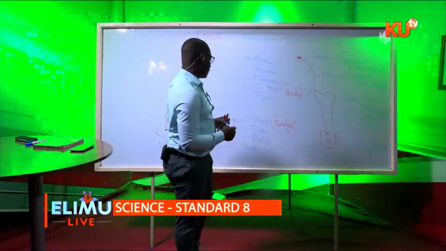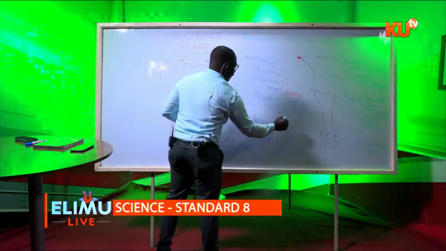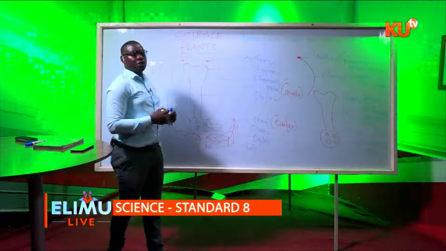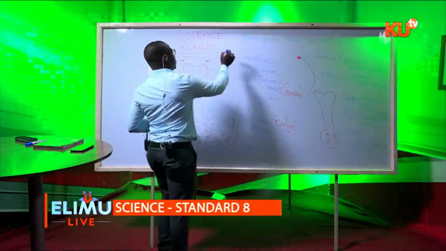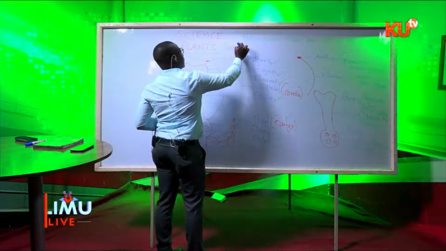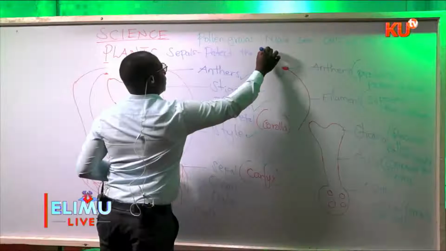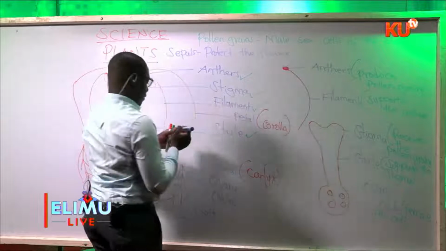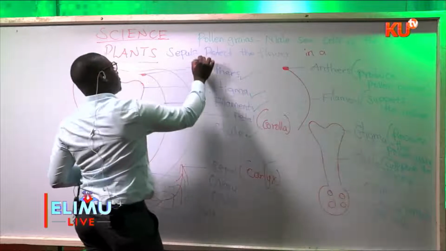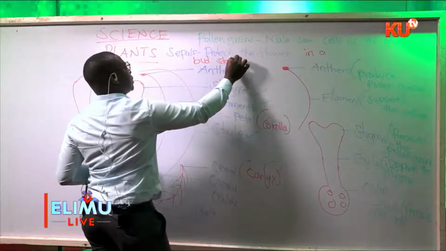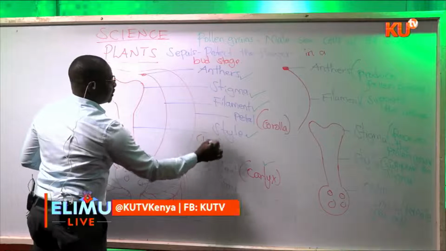We'll also look at pollination. We have looked at the function of the style. So we look at the function of the sepal. So the function of the sepal is to protect the flower. They protect the flower in a bud stage. Bud, B-U-D. Bud stage.